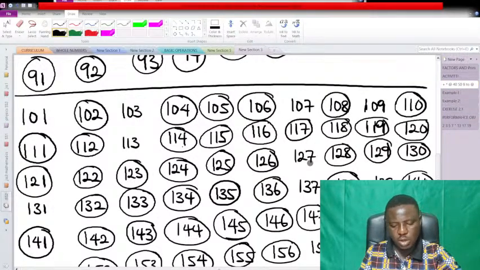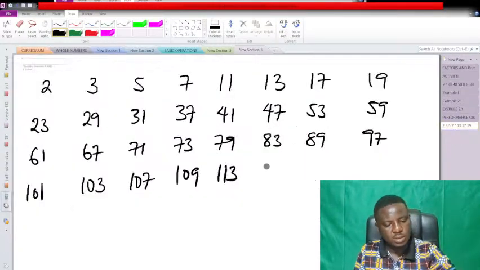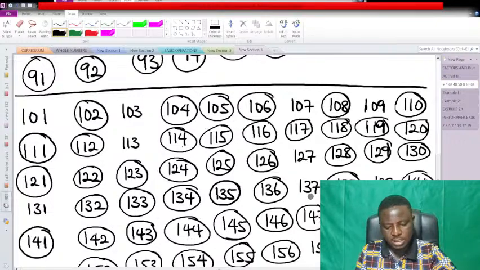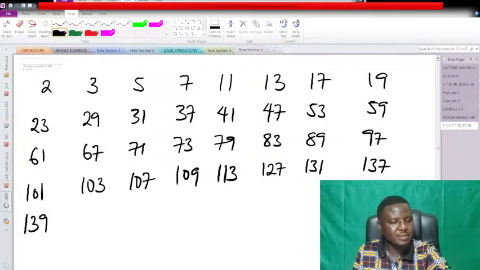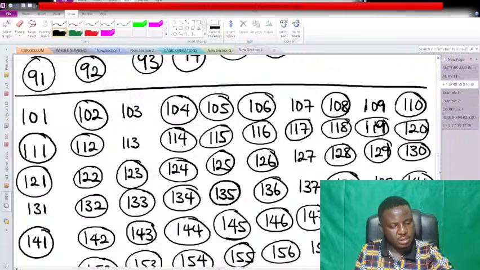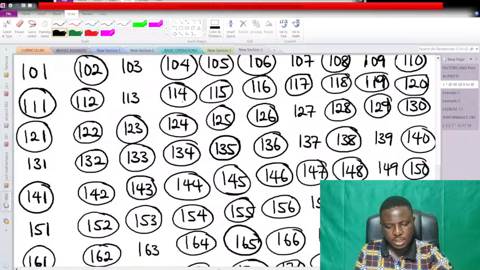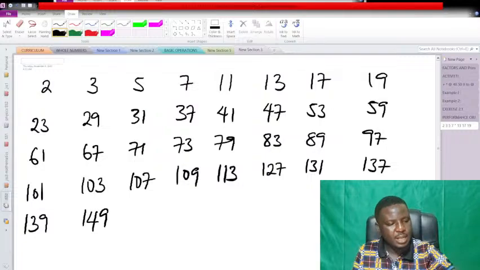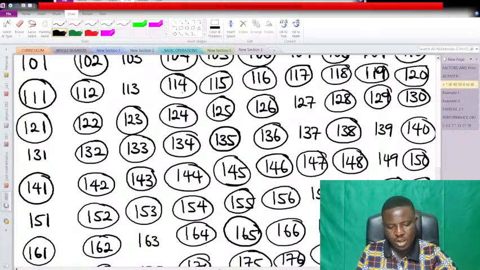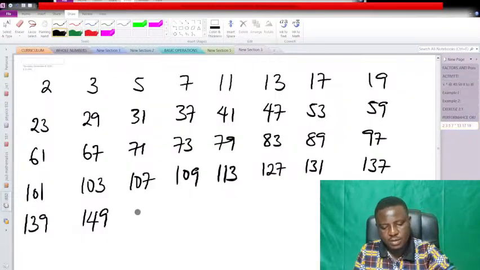We also look at 127 and 131, 137 and 139, 149. After 149, we have 151 and 157.